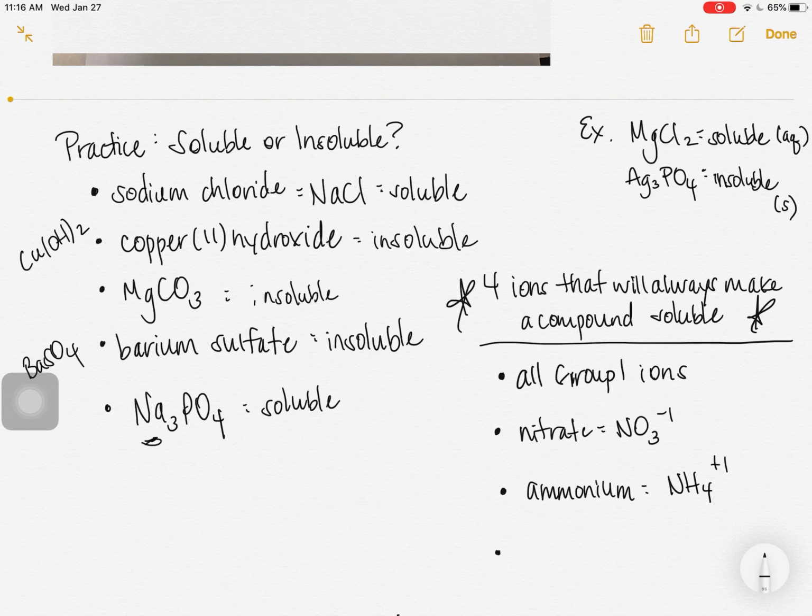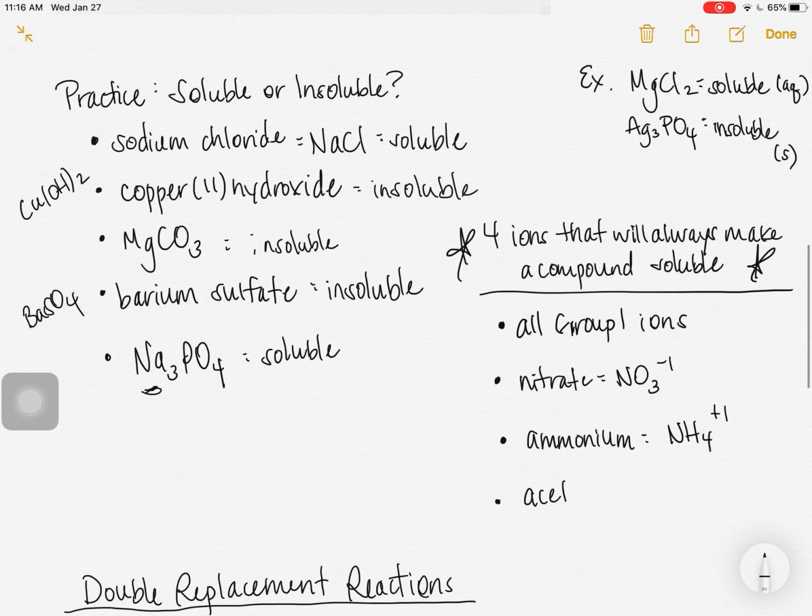And the fourth one is the acetate ion. That's the one that can be written 2 ways, CH3COO -1 or C2H3O2. Just two ways to write it.